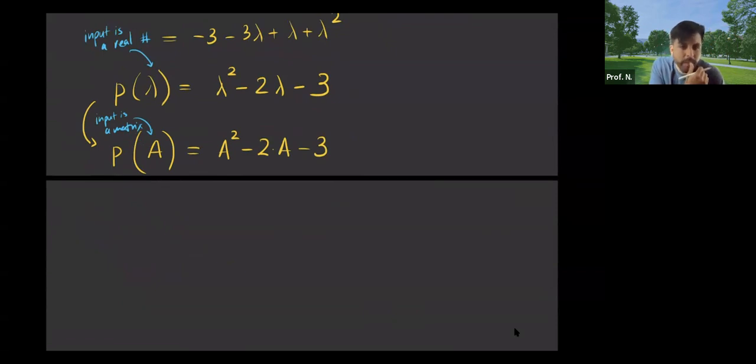If that's true, then what happens when I get A? A is a 2 by 2 matrix. So if I square a 2 by 2 matrix, I get a 2 by 2 matrix. If I multiply a 2 by 2 matrix by a scalar, I still get a 2 by 2 matrix, and a 2 by 2 matrix minus a 2 by 2 matrix is good. But what happens when you subtract 3? If I get a 2 by 2 matrix and I subtract just 3, does that at all make sense?